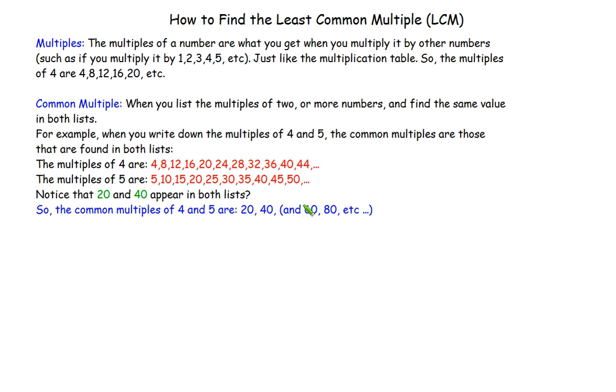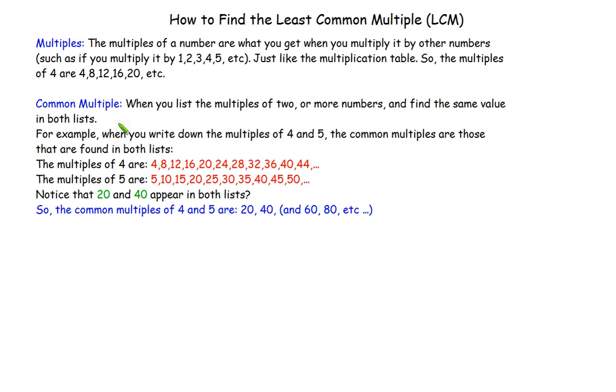So when you multiply 4 times 1, you'll get 4. 4 times 2 gives you 8. 4 times 4 gives you 16. 4 times 5 gives you 20. 4 times 8 gives you 32, etc. All of those products are your multiples.